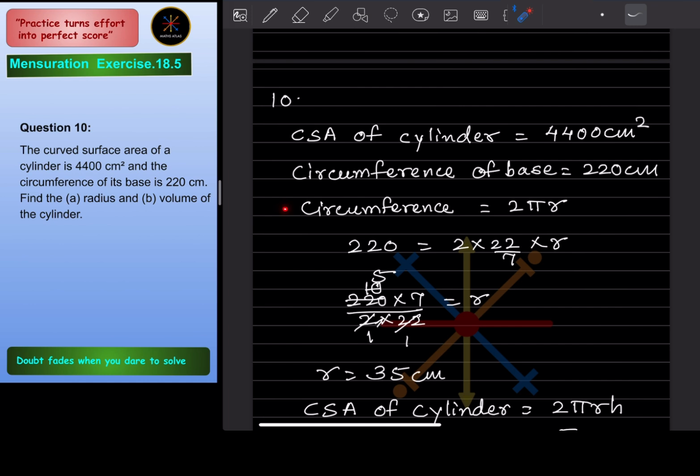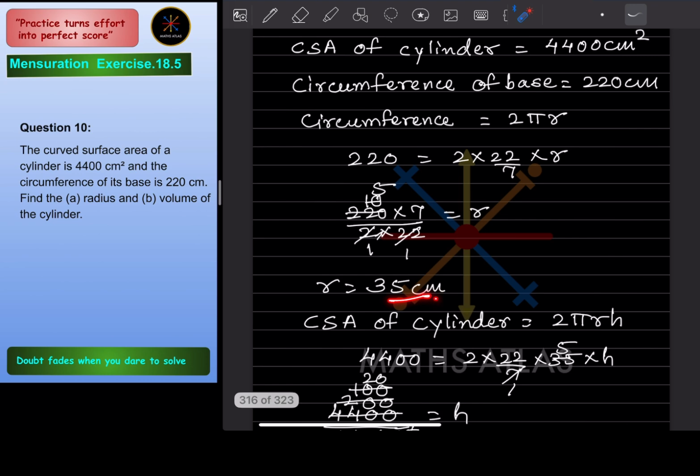Let us start with the formula for the circumference of this cylinder, which is 2 pi r, and this circumference is given, which is 220. So this will be 2 into 22 by 7 into the radius. We don't know the radius, that is what we have to find out. So this goes on the other side, in the numerator: 220 into 7, and the denominator goes as 2 into 22, which is equal to r. After simplifying this, we get r as 35 centimeter.